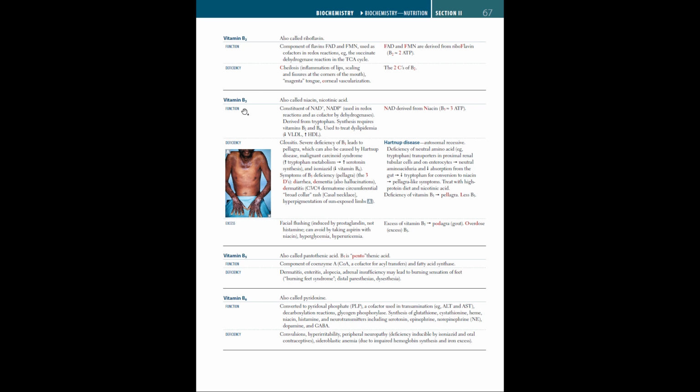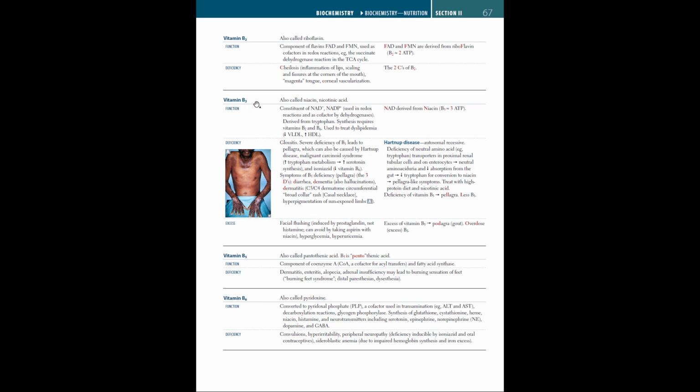Now we have vitamin B3, also called niacin or nicotinic acid. And the function of vitamin B3 is as a constituent of NAD or NADP+, again used in redox reactions, and a cofactor for dehydrogenases. And vitamin B3 is also derived from tryptophan. Synthesis requires vitamin B2 and B6, and this is used to treat dyslipidemia, which leads to decreased VLDL and high HDL.